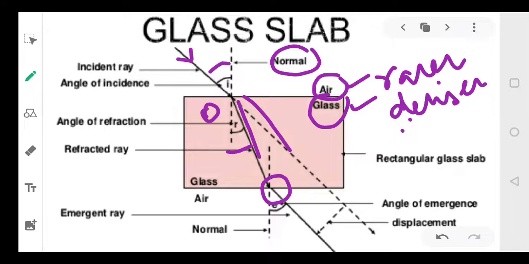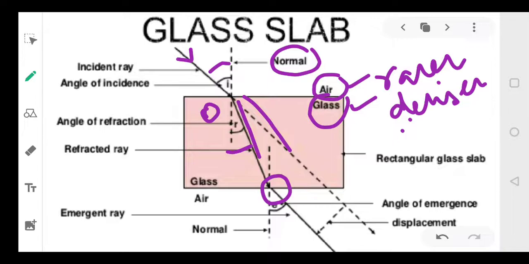Are you clear? Yes. So here the angle i will be less than angle r. Do you remember? Yesterday we have talked about it. What happens when light travels from rare to denser medium? Okay, good. So are you clear with this first point, that is point O?